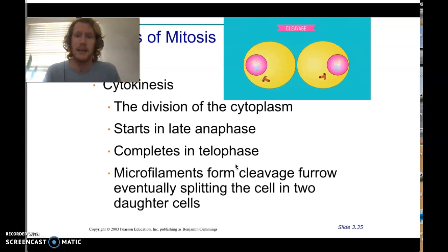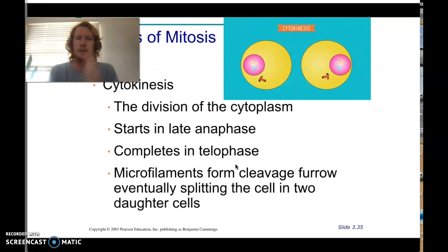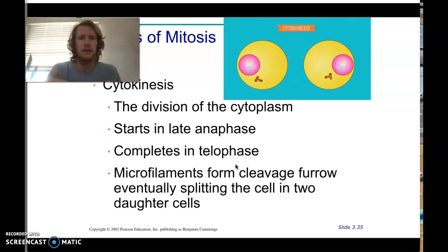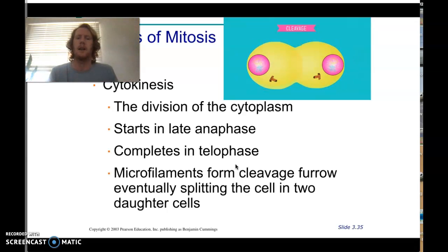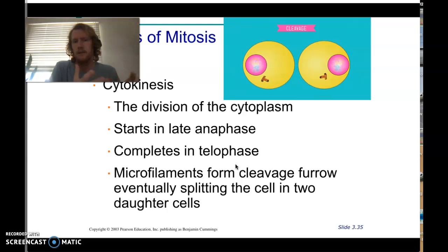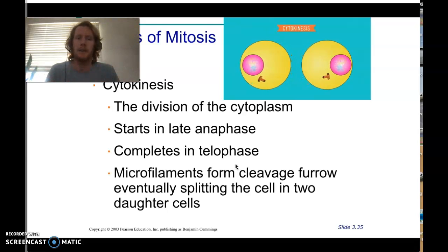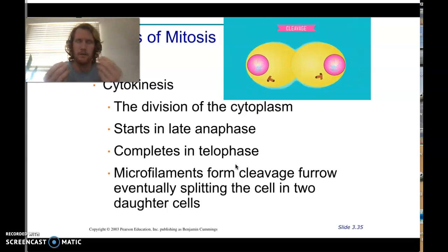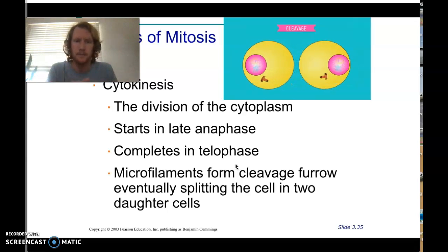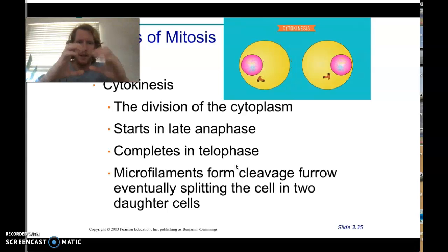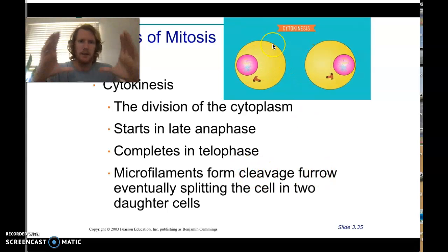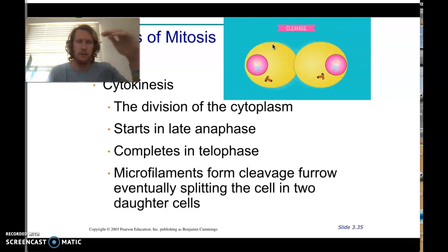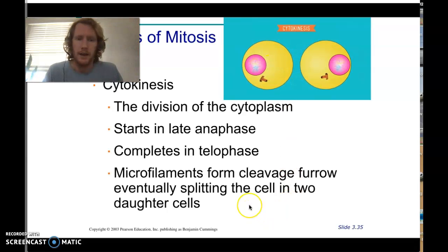Then finally we have cytokinesis. This is the final split of the cytoplasm, different than mitosis, but still a part of cell division. It starts in late anaphase, so they're overlapping, remember, and it finishes at the end of telophase. These microfilaments, little fibers that are part of the cytoskeleton, start to pinch, and that forms what we call the cleavage furrow. That's the indent there, down where it's going to eventually split.